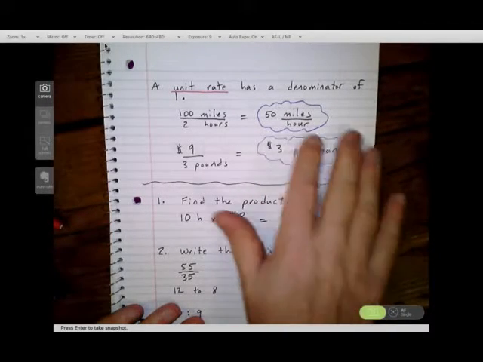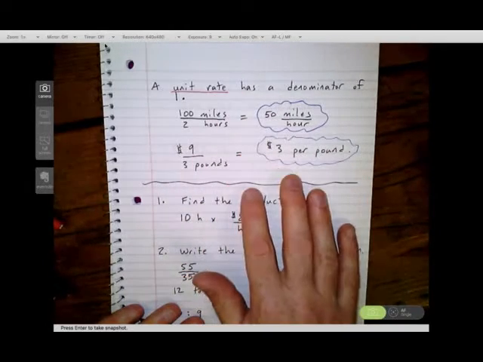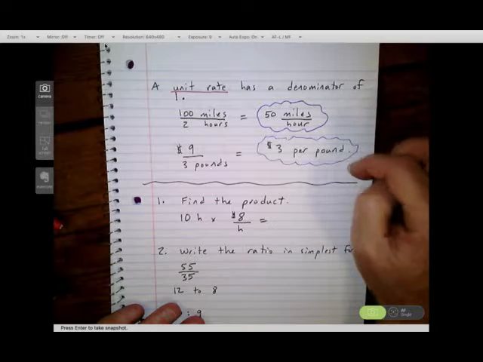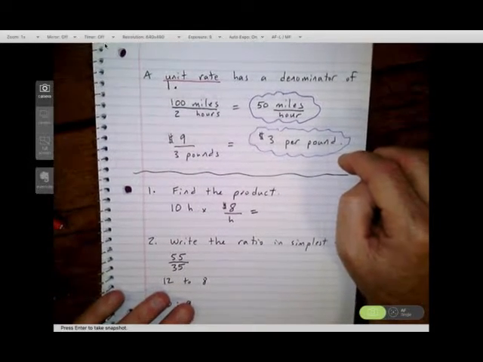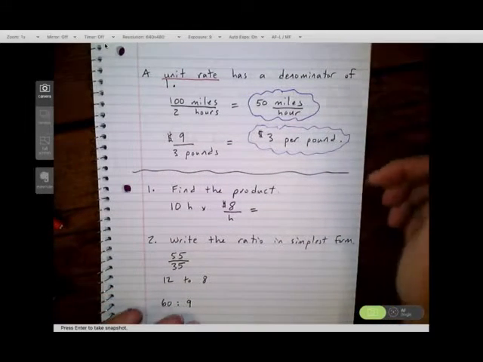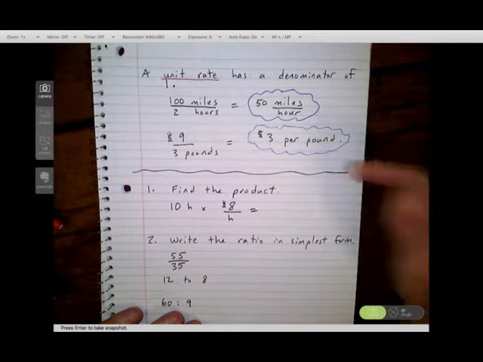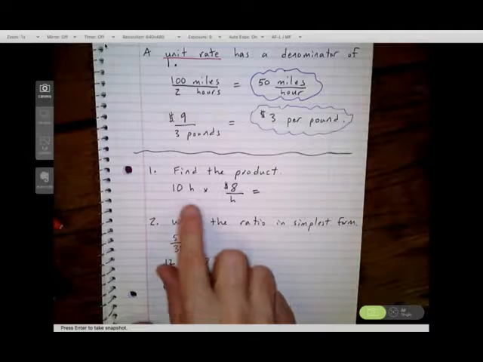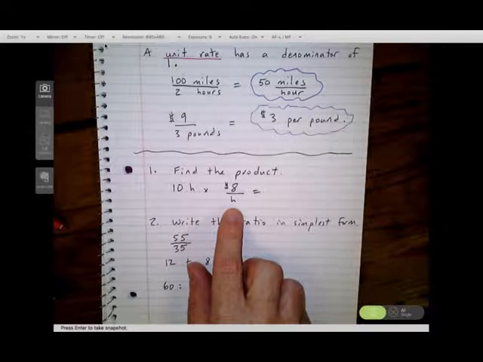Okay, so you'll have to turn some rates into unit rates on your assignment too. And these are the rates that you see most of the time. This is what people want to know. They want to know how much is it for one thing. How many miles in 1 hour, how many dollars in 1 pound, things like that. So just a few examples of what you're going to see on your assignment.